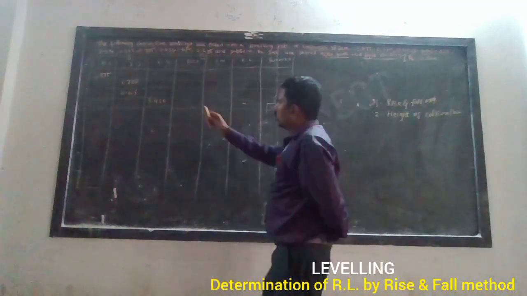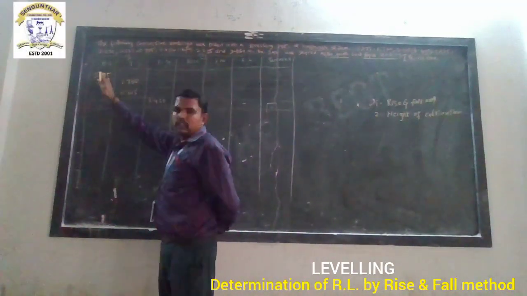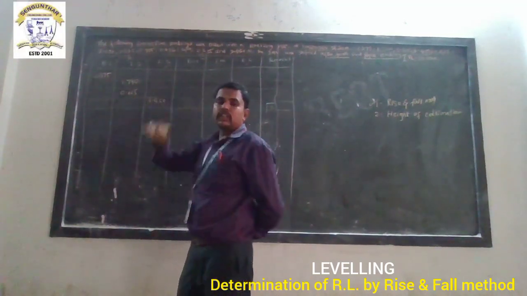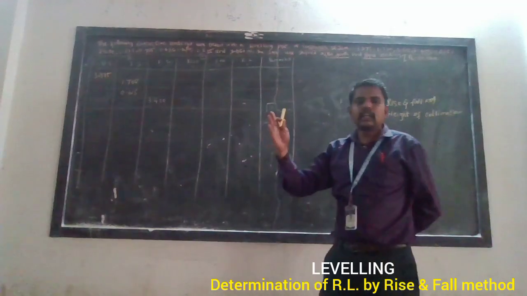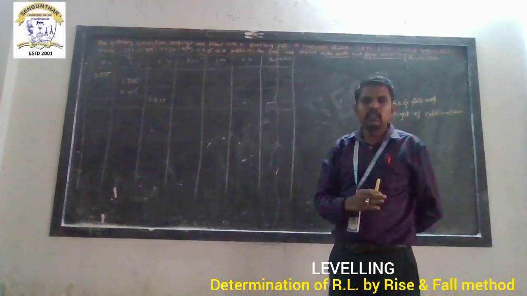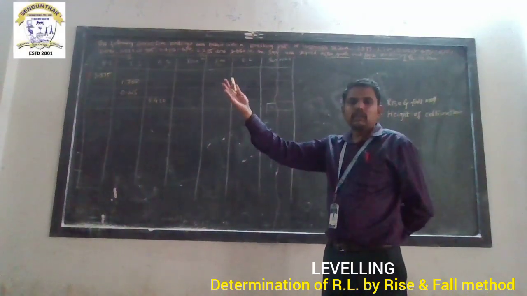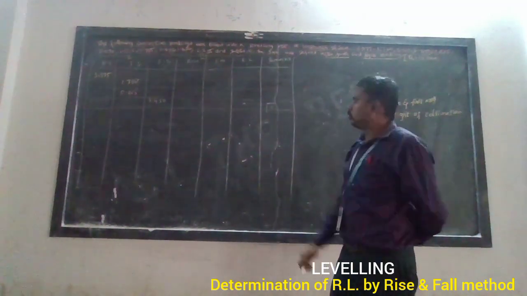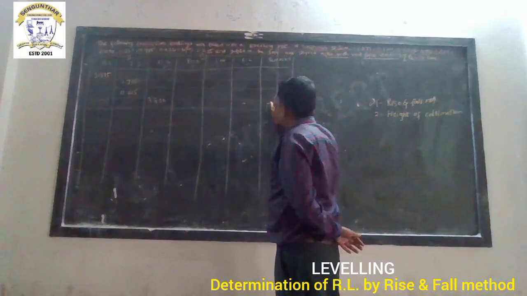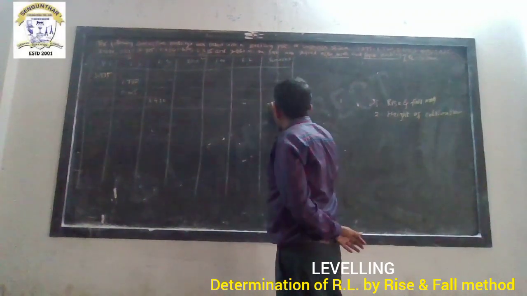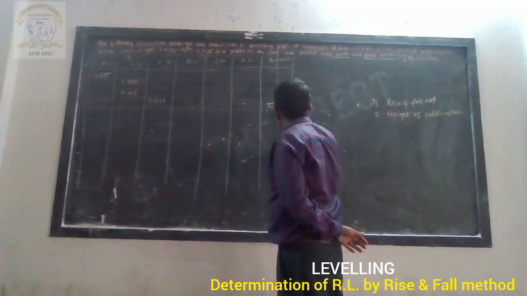That means initially the instrument is fixed at one point and 4 readings are taken. After that, the fifth reading is not visible from instrument station 1. That's why I shifted the instrument from one place to another place. Then only the fifth reading is visible. From the first set, the last reading here I noted as change point 1.